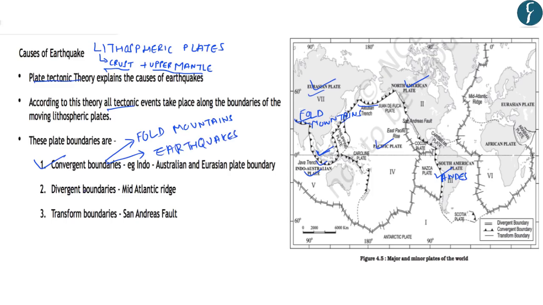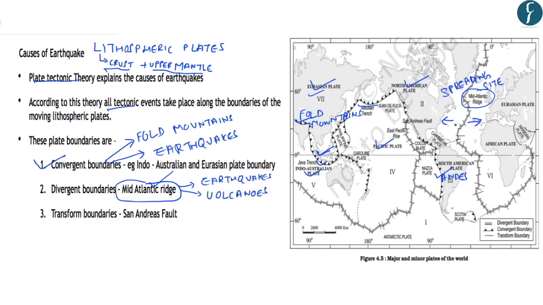The second type of boundaries is the divergent plate boundaries. And one of the examples of divergent plate boundaries is the Mid-Atlantic Ridge. Now this can be seen in the map here. This is the Mid-Atlantic Ridge. Now at these divergent boundaries, the plates are moving away from each other. So the movement can be shown by these arrows. And it means that these are moving away from each other. So this is also called a spreading site. And these divergent boundary sites are related to the earthquakes and volcanoes both. However, no major fold mountains are formed at the divergent boundaries. So this point should be kept in mind.